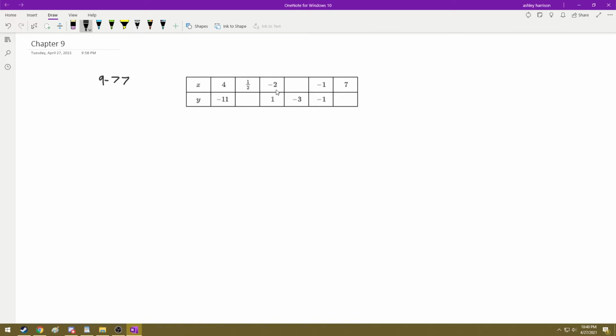So the first thing you want to do is, if possible, because the x up here is out of order, see if you can find two x values that are next to each other that we know the y values of. So we have a negative 2x here and a negative 1x there. So x is increasing by 1. And we can have a look to see how much the y is increasing by. So we start at 1 and we go to negative 1. So it's actually decreasing by 2.